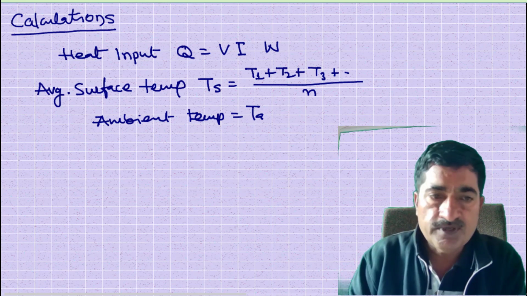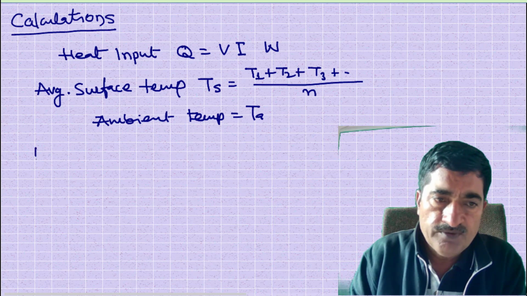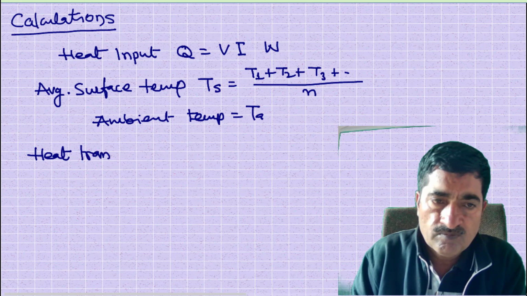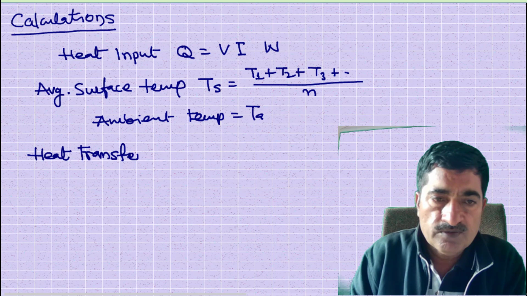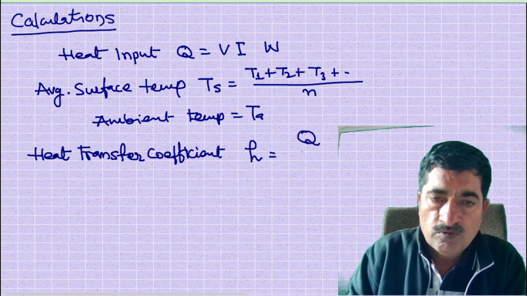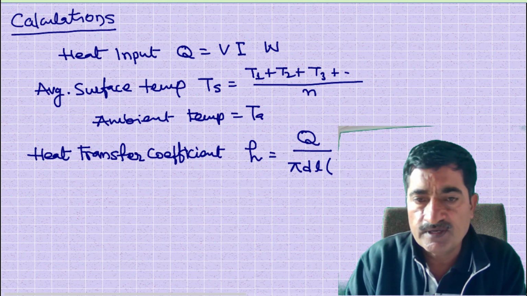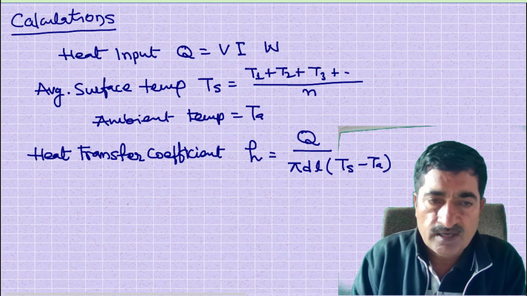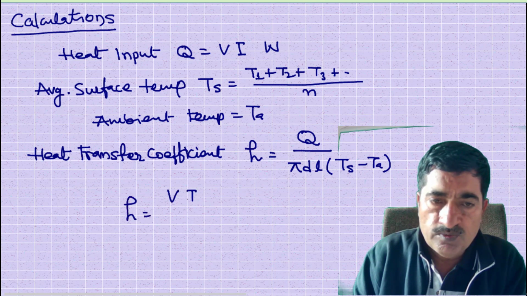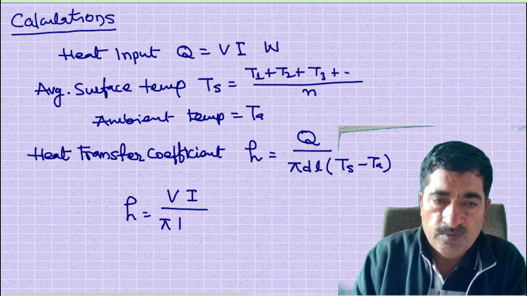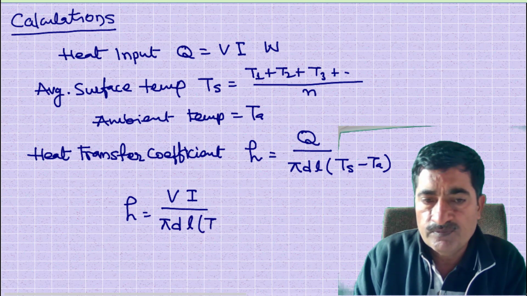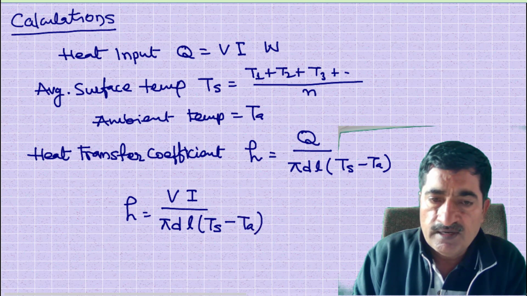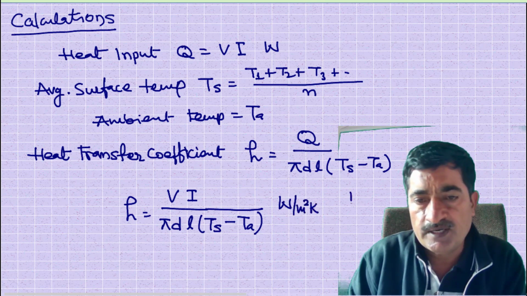Now convective heat transfer coefficient H equals Q upon surface area pi D L, neglecting end surface area, Ts minus TA, or H equals voltmeter reading into ammeter reading upon pi into diameter of cylinder into length into average surface temperature of tube minus TA, in watt per meter square Kelvin. So this is the practical value.